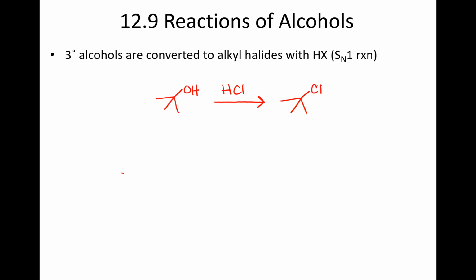It's also possible that you could start with a chiral alcohol, such as this one. The same reaction with HCl or HBr would produce a tertiary alkyl halide, but in this case we would get a racemic mixture.